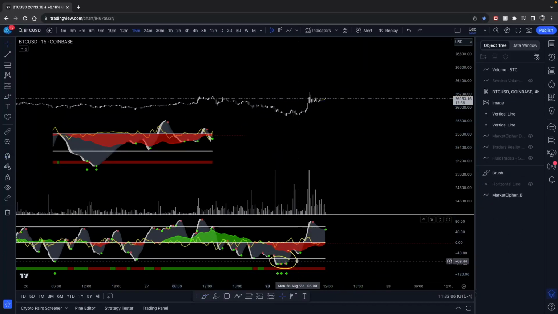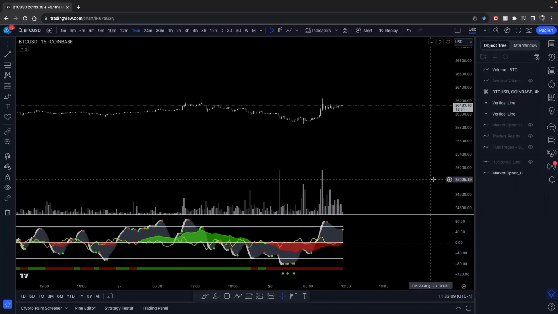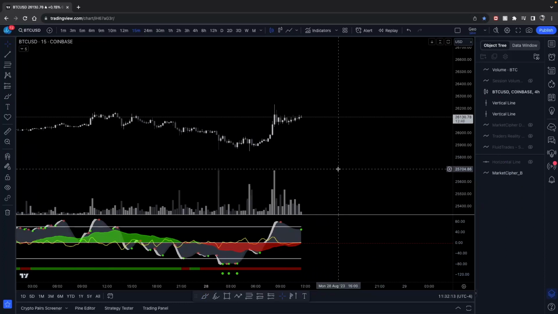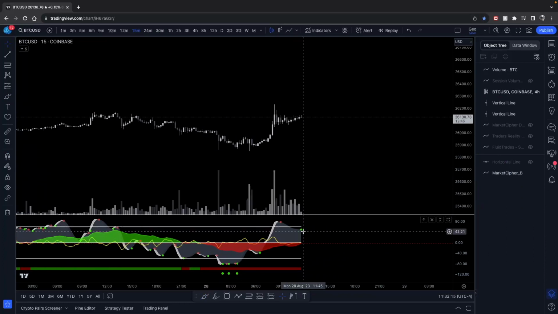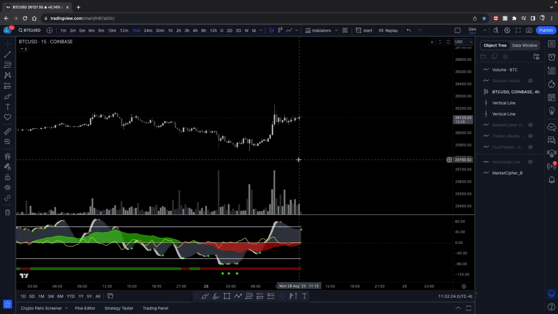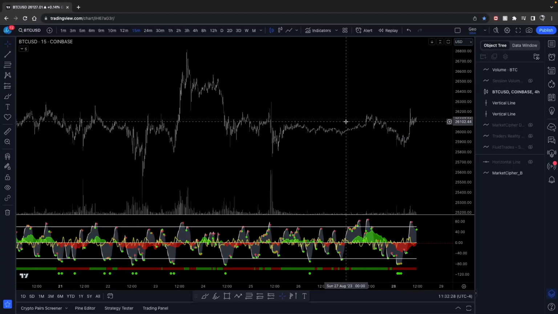Okay, now my next point is I want to talk about front running. Front running while using Market Cipher B can be difficult. And as I mentioned in the intro, if you've ever been in a situation where you think, oh man, this is a green dot, we're going to be good, it's going to continue to the upside, and it doesn't end up doing that, there is actually a way to address that while using the replay tool. Now, I'm not a big fan of the replay tool, if I'm being completely honest with you.